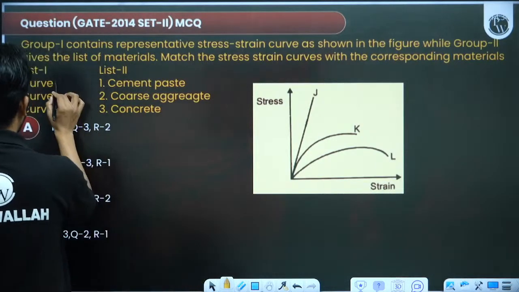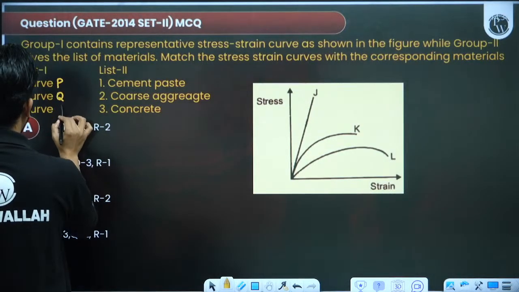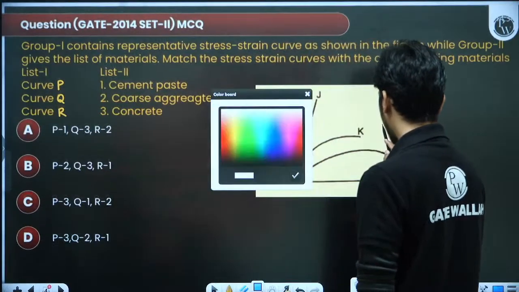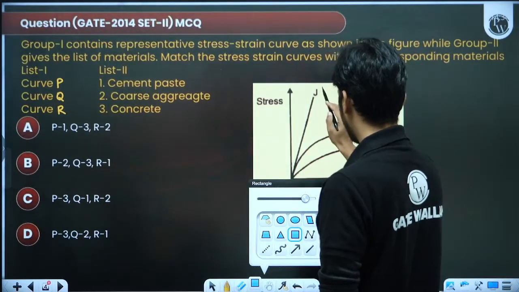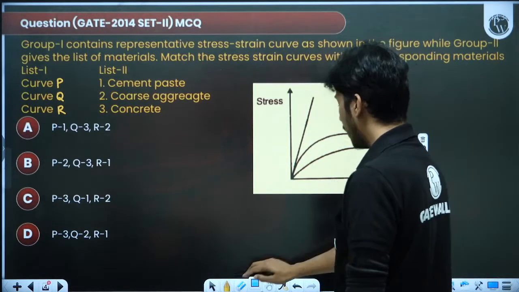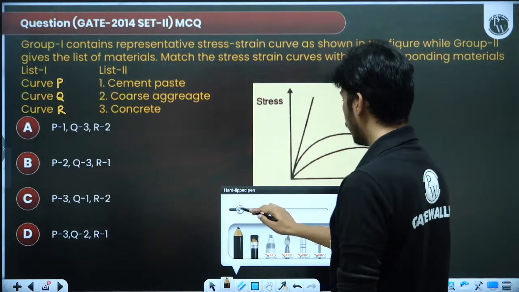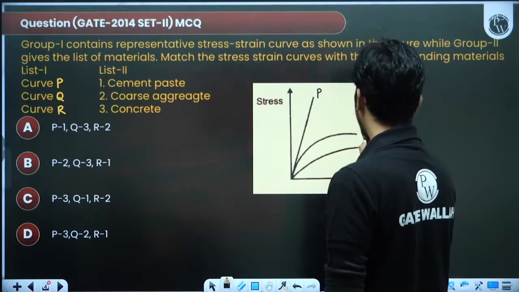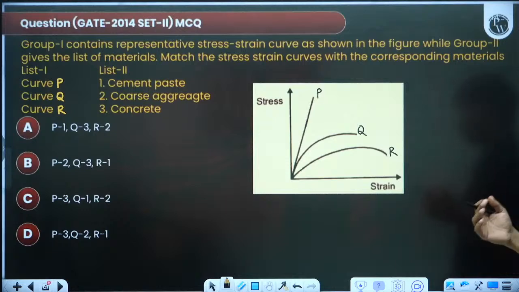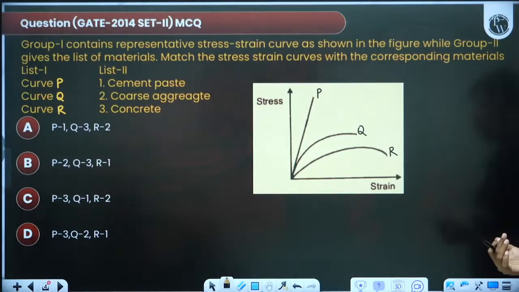Let's say those curves as PQR. Because in the exam they have asked JKL, so I have written down JKL, but let's say these curves as PQR. So I'm writing them down as PQR. Okay, I think this will also be comfortable. So what is curve P, what is Q, what is R? This is asked.